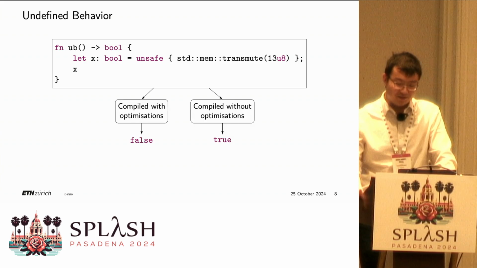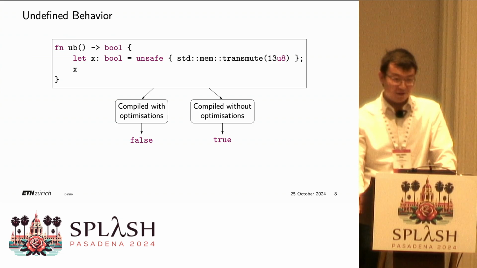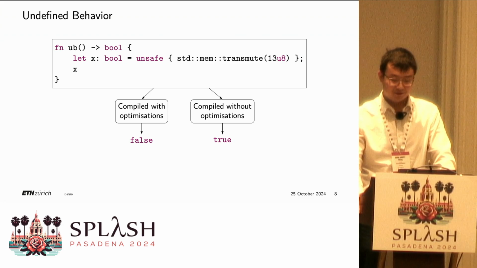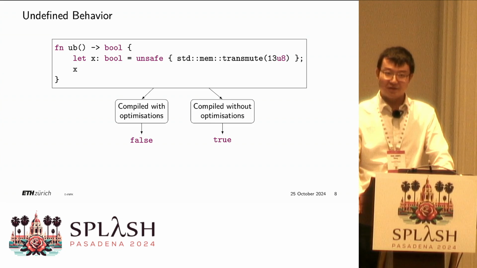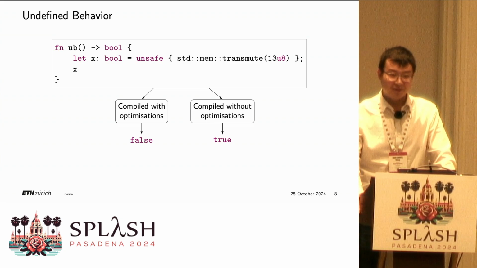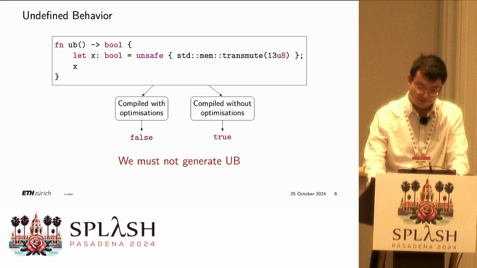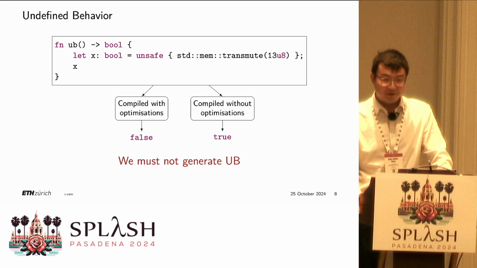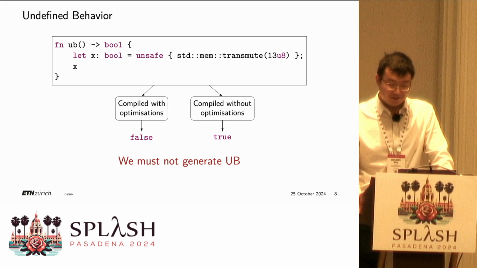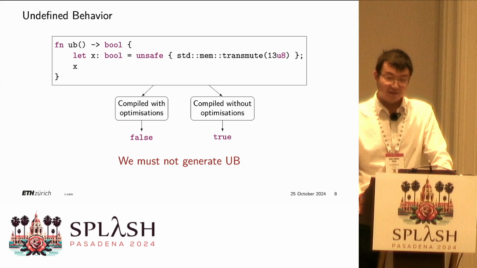When UB is present, there is no defined behavior. The compiler is allowed to do anything. And since we are comparing the results of different compiler settings or different compilers, if our generated code contains UB, we cannot be certain that it represents a miscompilation. For this reason, Rustlantis must prevent UB while maintaining the diversity of the programs that we generate. With that in mind, let's have a look at how Rustlantis is implemented.